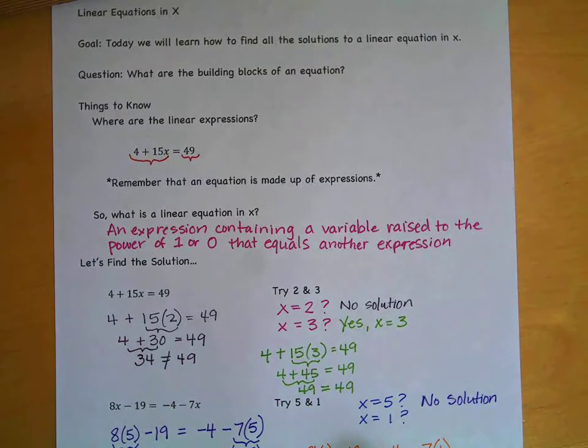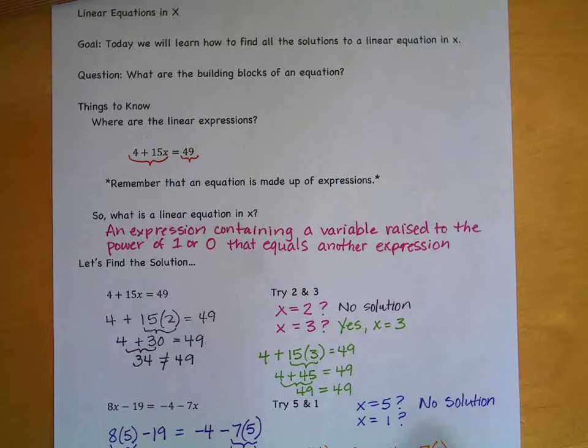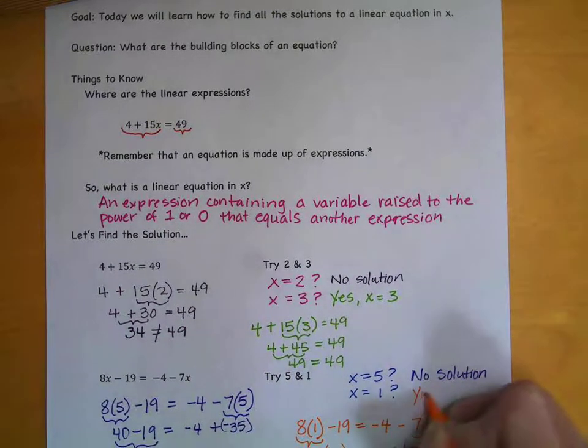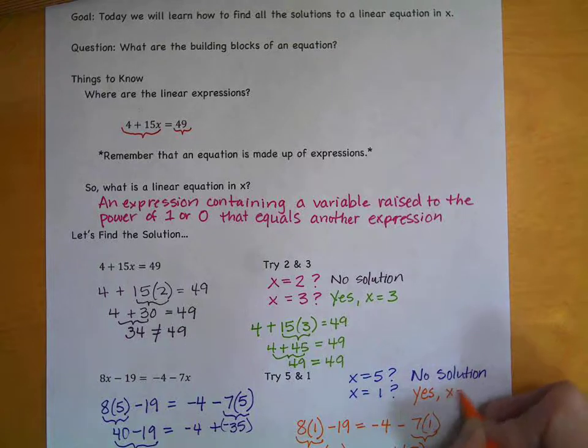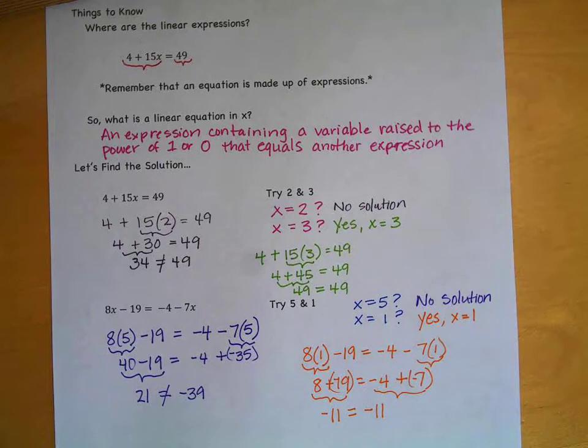So negative 19 negatives combined with 8 positives gives me negative 11 equals, and then we have negative 4 plus negative 7. So there's 7 negatives and 4 negatives, which gives us negative 11. And so it does equal negative 11 does equal negative 11. So we would say yes, x equals 1. Okay? So again, we found another linear equation in x when x equals 1.